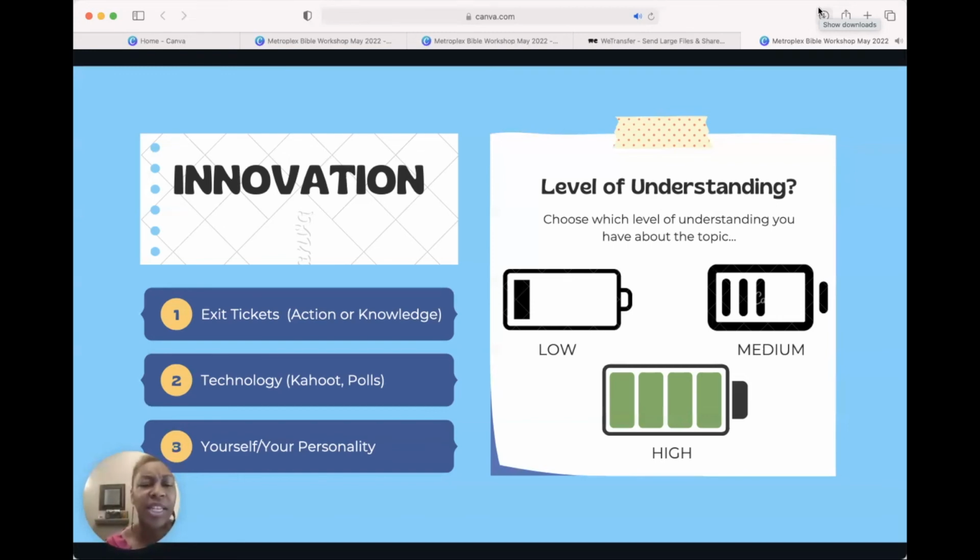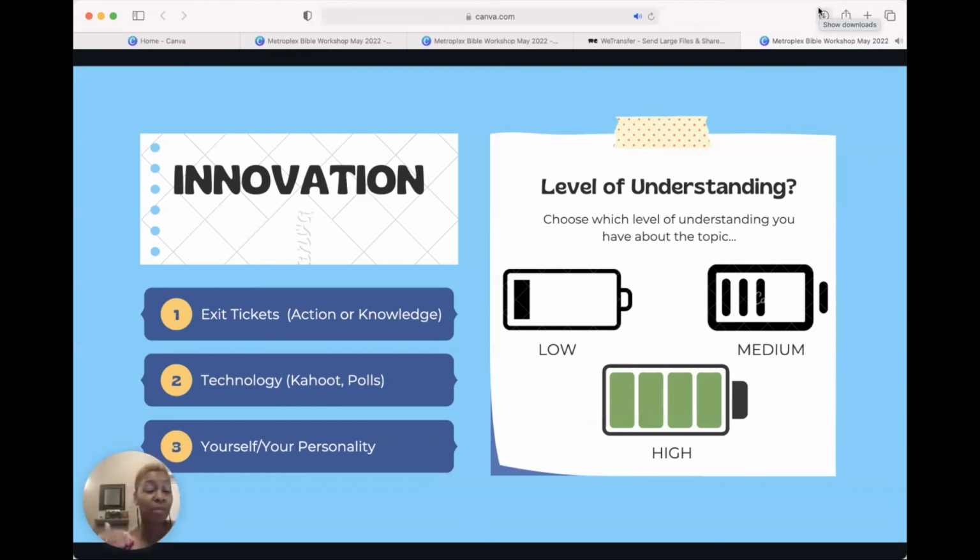All right, so here's an example of this exit ticket, a check-in level of understanding. You see the different levels of the battery, right? Even somebody circling, especially for children in Bible class, it might be simple for them to say, I have kind of medium understanding of what you were talking about. Don't really understand the resurrection or the Holy Trinity. So, I'm at a medium, I'm at a low.